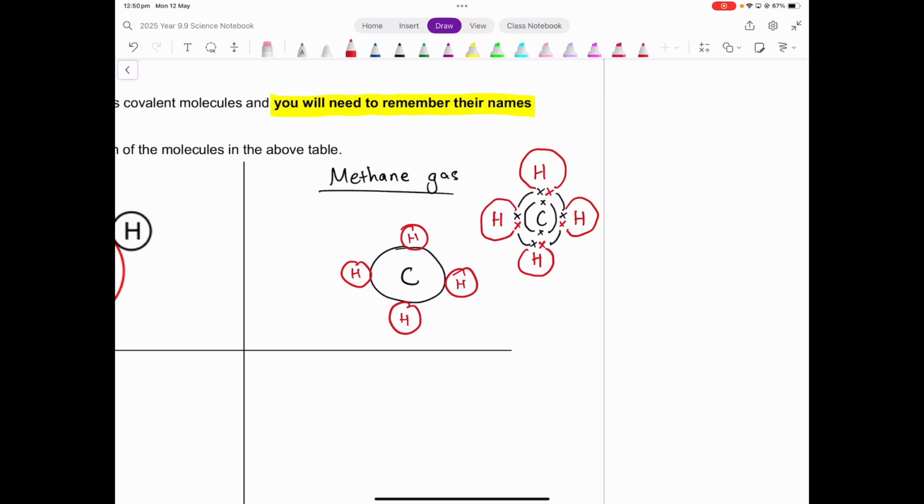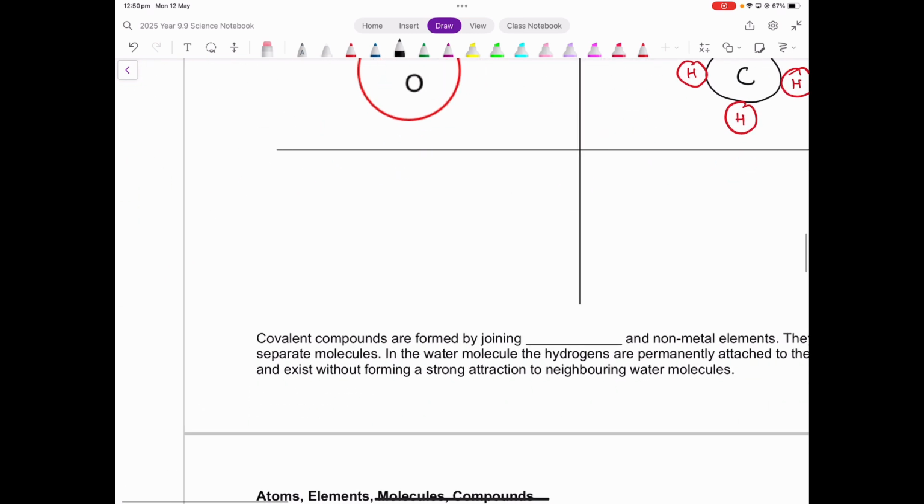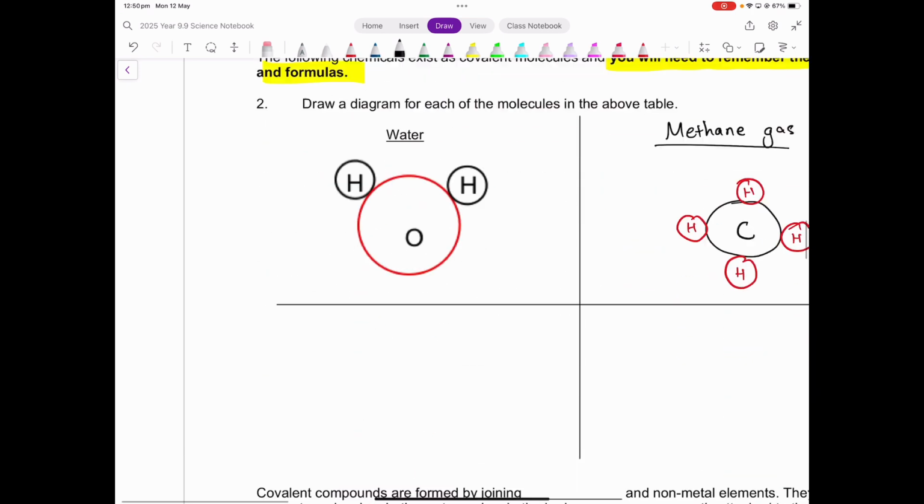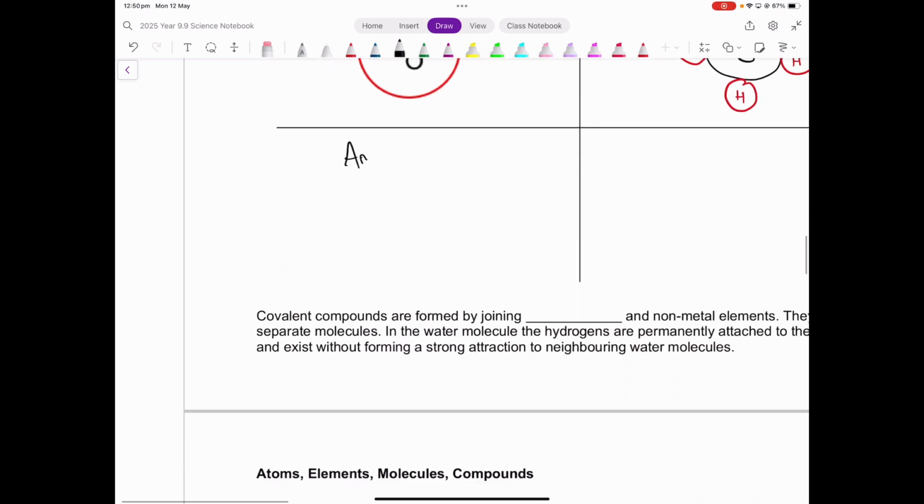So what we're going to do now, we're going to come down, and our next one was ammonia. For ammonia, we can draw ammonia gas with, again, 1 central nitrogen and 3 hydrogens. Now, if I was going to be really mean, I could ask how many electrons are in nitrogen's outer shell?